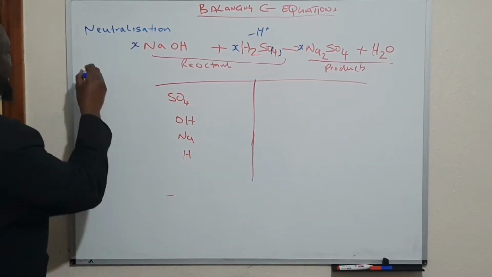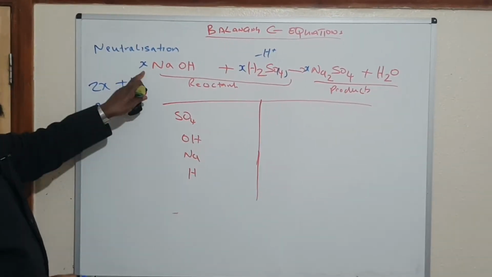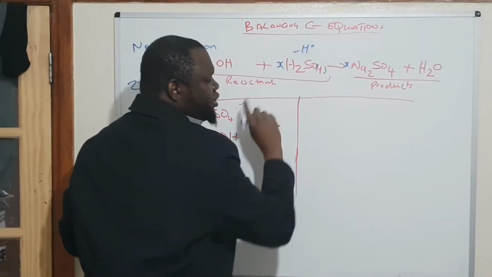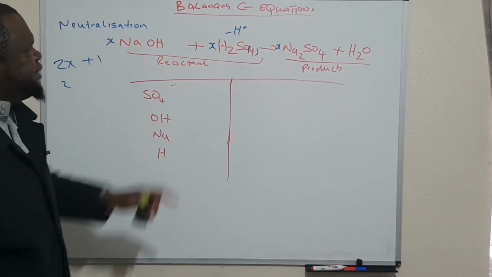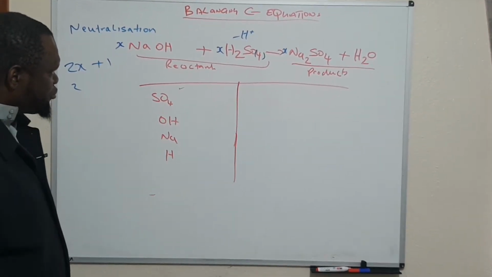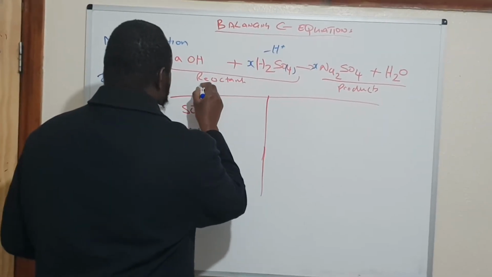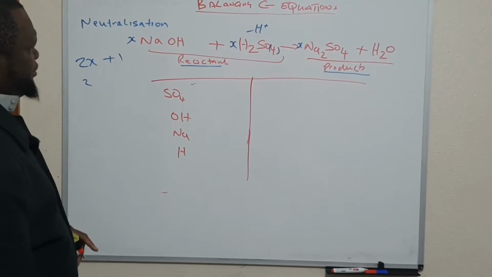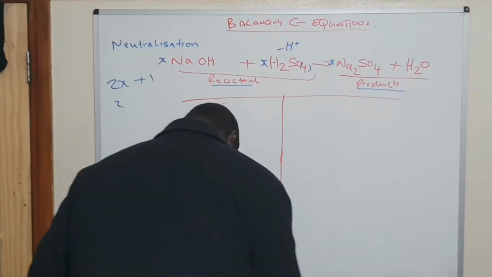In mathematics, when you say 2x plus 1, the coefficient of x is 2. So that's what we put here, but not the numbers down here like 2, 4, 2, 2. We don't change those at all. We change only what multiplies these things, what you call the coefficients. Now, from each side, the reactant side and the product side, we look at SO4.